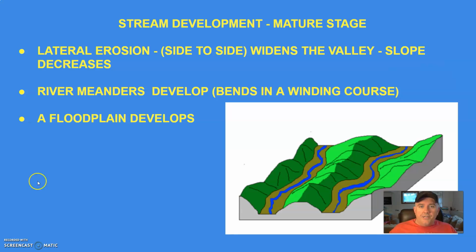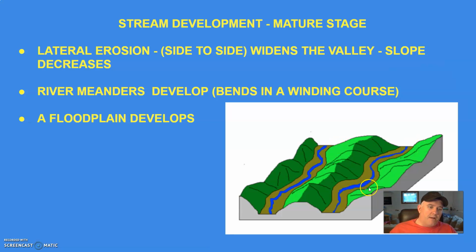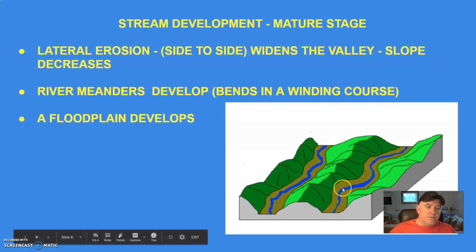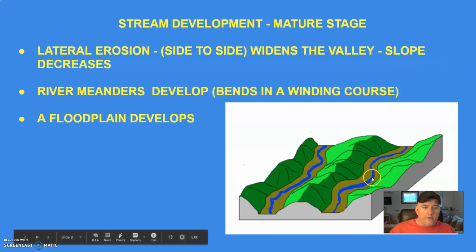For a mature age stream, now we can see that there is lateral erosion. That's the stream moving back and forth, eroding away, presenting the floodplain. This also starts the meandering process where the river starts to erode and weather the sides away in different patterns, giving it a wider floodplain and showing the river wander downhill.